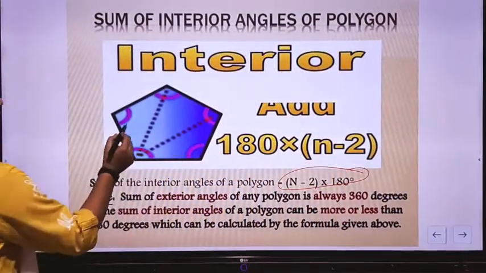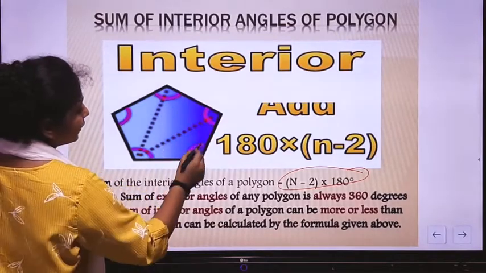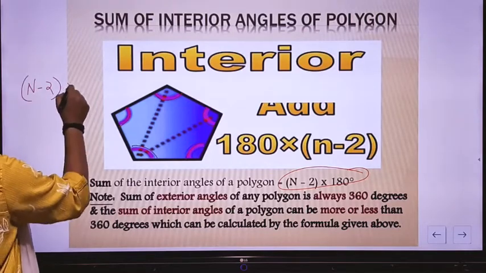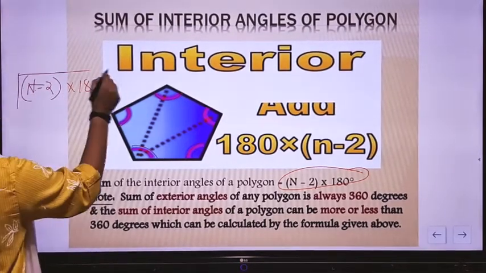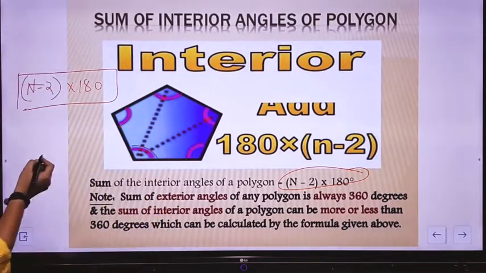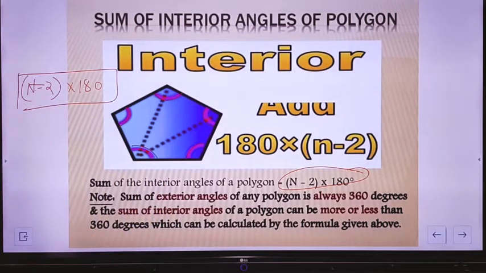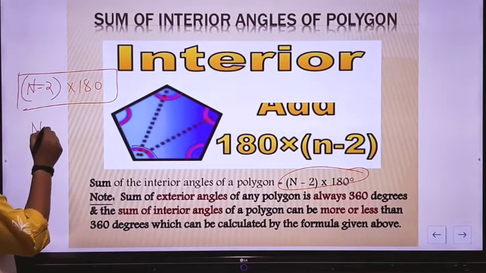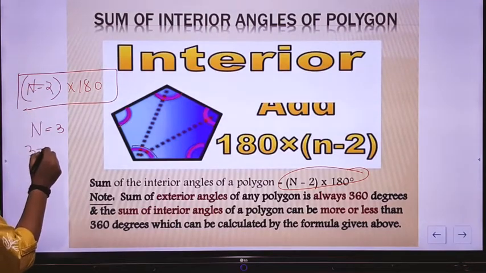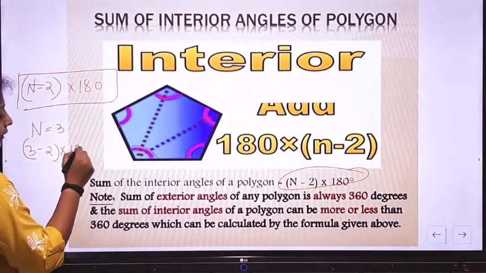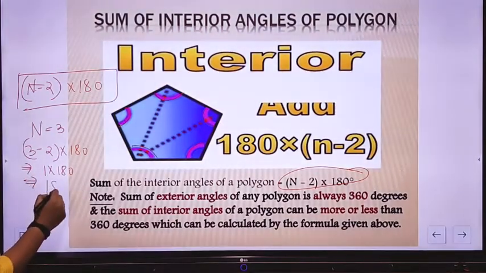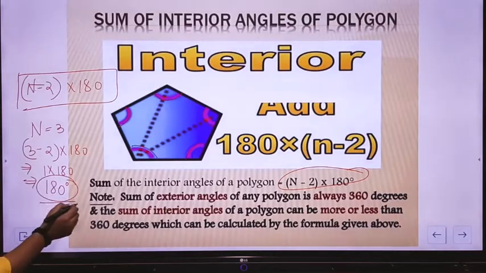Interior angle means the angles which are inside the polygon. Okay, so the sum of interior angles is equal to (n minus 2) into 180. For example, suppose we have to find out the sum of the angles of a triangle. In a triangle we know n equals 3. Triangle has 3 sides, so putting this value in this formula, (3 minus 2) into 180. This implies 1 into 180. This means the sum of all the angles of the triangle is 180.